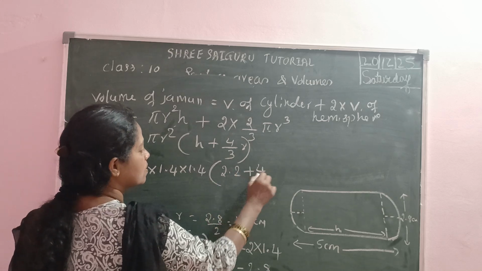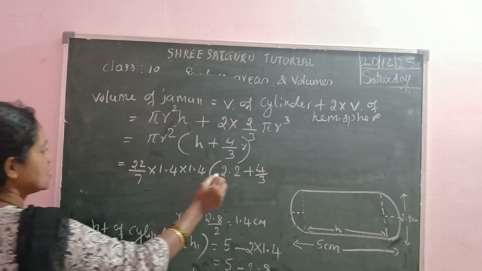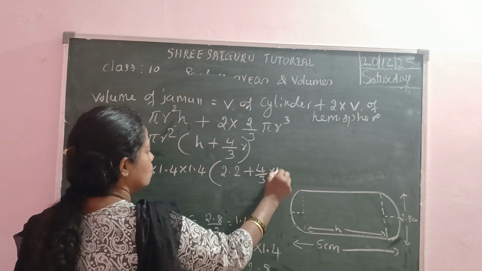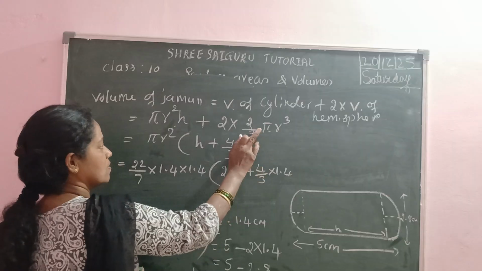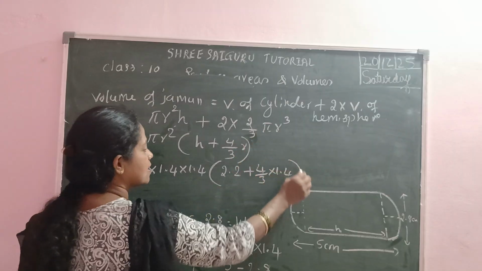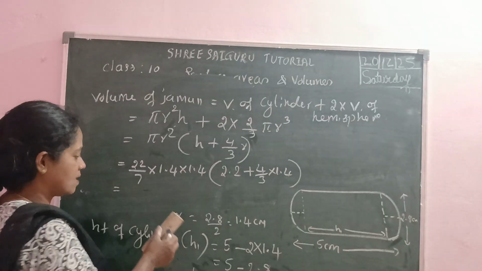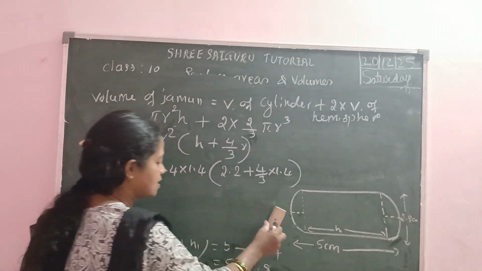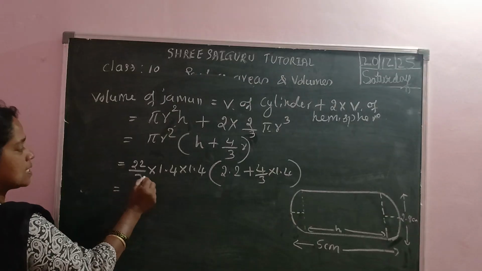2.2 plus 4 by 3 into how much? Into r into 1.4. Don't get confused here. It is 2 by 3. Okay. Yes. Bracket close. Then we will calculate. So I will rub this part, I will rub this part, and all these things.